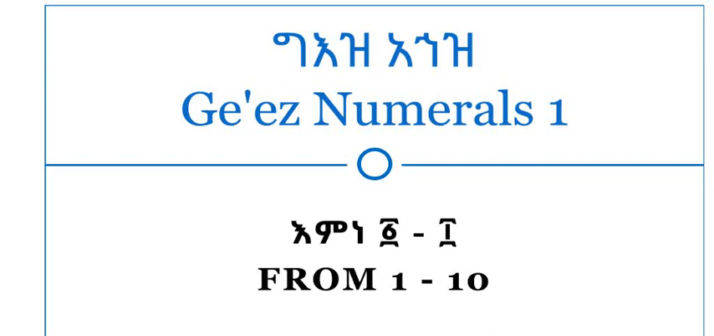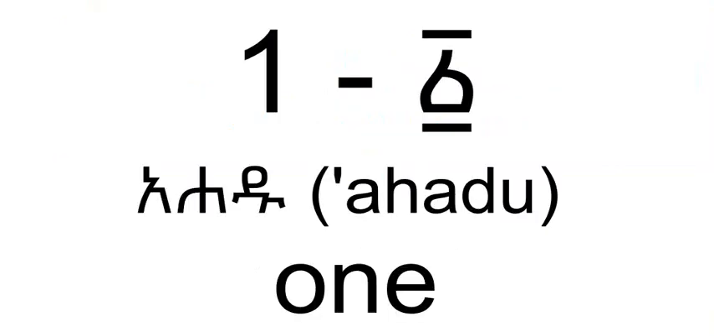GES numerical system is an integral part of GES script. Just like the GES alphabet, GES numbers have their own unique symbols. And GES numbers are not combinations of digits. Every number has its own character. In this lesson, you will practice how to read, pronounce, and write GES numbers from 1 to 10.